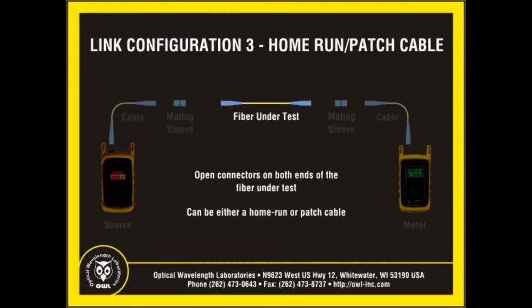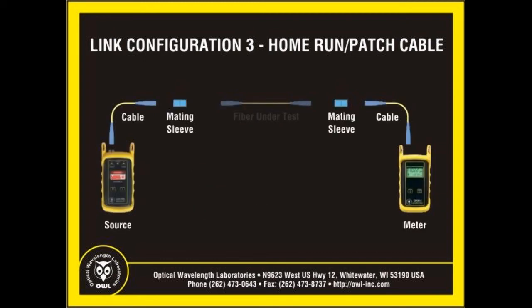The third link configuration we will look at does not include any mating sleeves in the link under test, so both ends of the fiber are just open connectors. This is typically referred to as a home run cable, but a patch cable also fits this description. So what remains from the test configuration is this: the source, a cable, the mating sleeve, another mating sleeve, the second cable, and finally the meter.